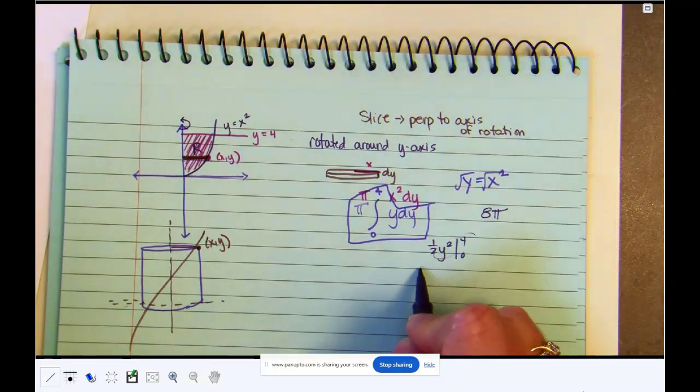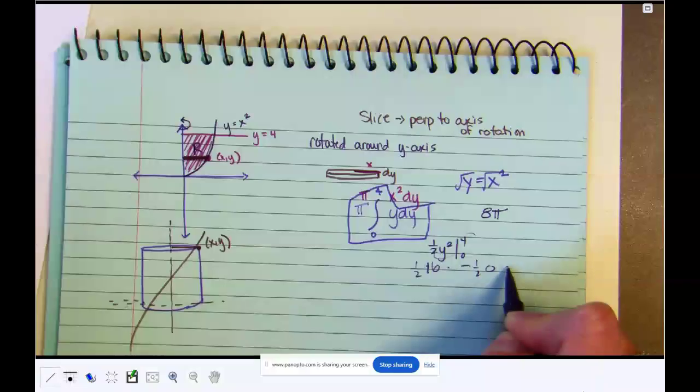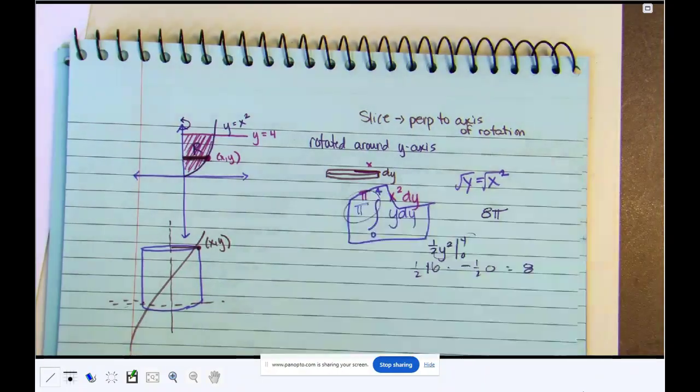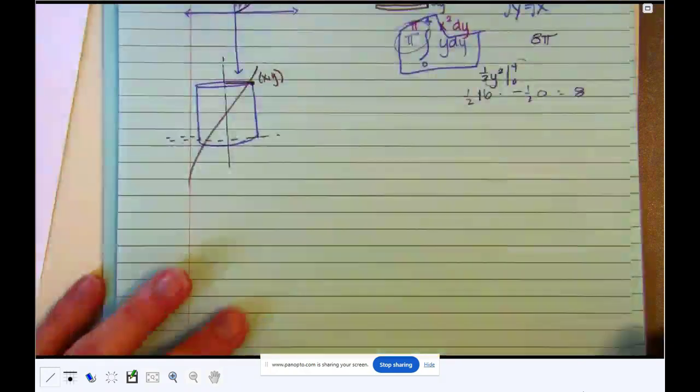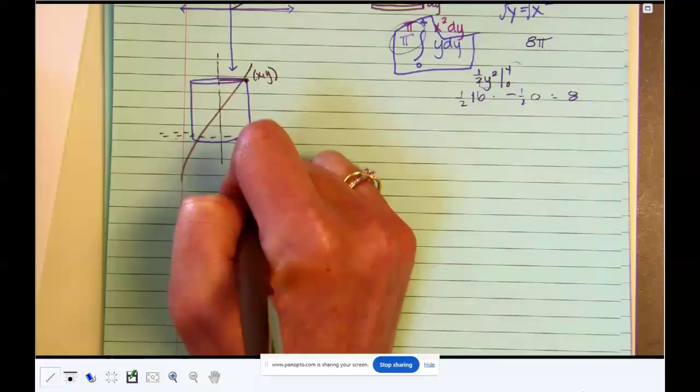Okay, so this is half of 4 squared, which is 16, minus half of 0, which is 8. So 8, slap the pi back on the front. Okay, you guys try this one without me talking at you. Let's go.